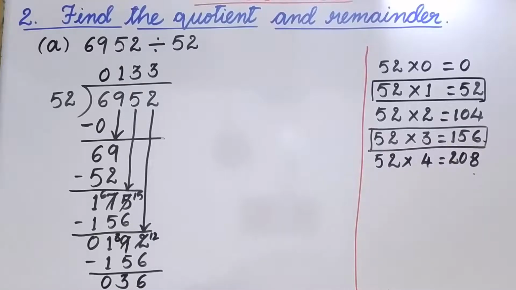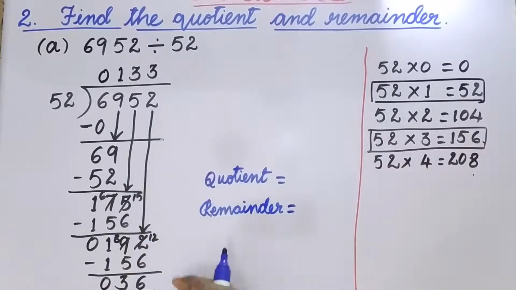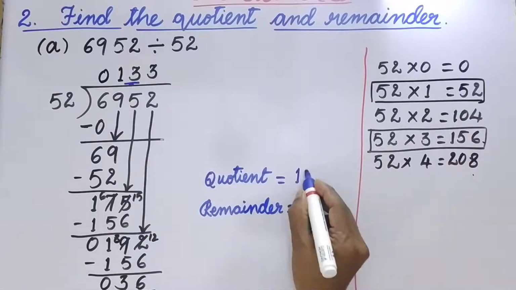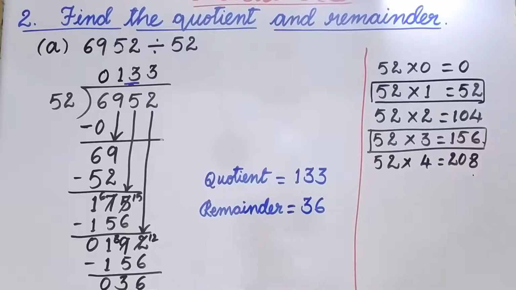So as we know, when we get the remainder less than the divisor, there we need to stop dividing. Okay, as we know, remainder is always less than divisor. Let us write the quotient and remainder of this sum. Which is the quotient? Yes, 133 is the quotient and 36 will be the remainder. Pause the video and copy it in your classwork.